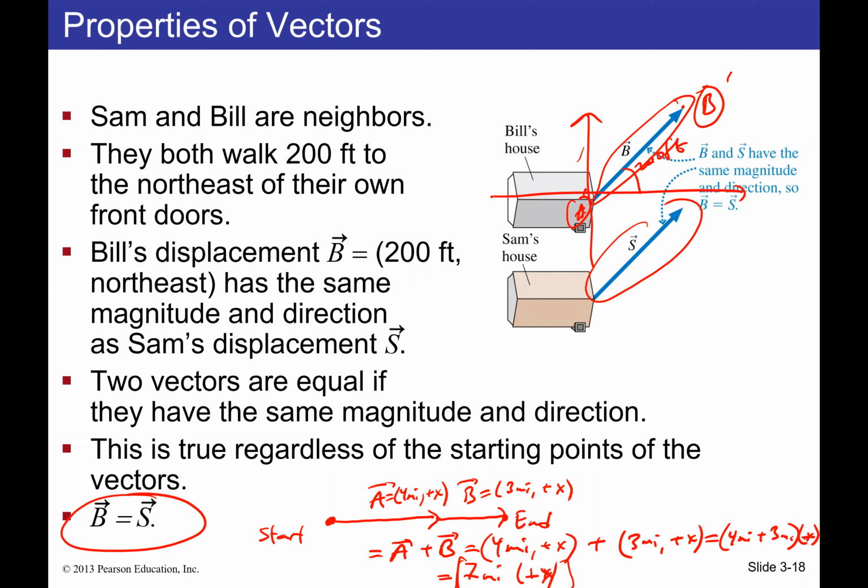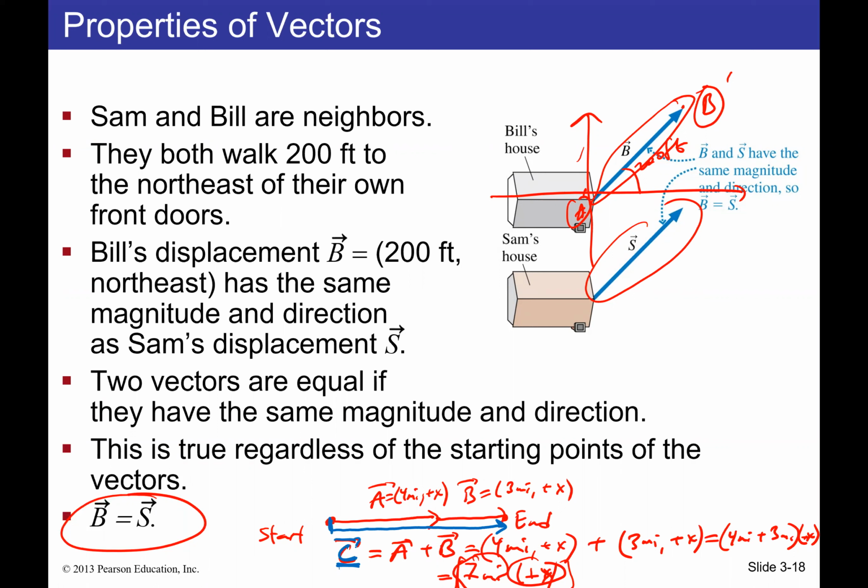Now, if I add those two together, I get a new vector. Let's call that vector C. Vector C has 7 miles as the magnitude and plus x as its direction. I can represent vector C by connecting your start point with your end point, like this. That's the blue vector, vector C.